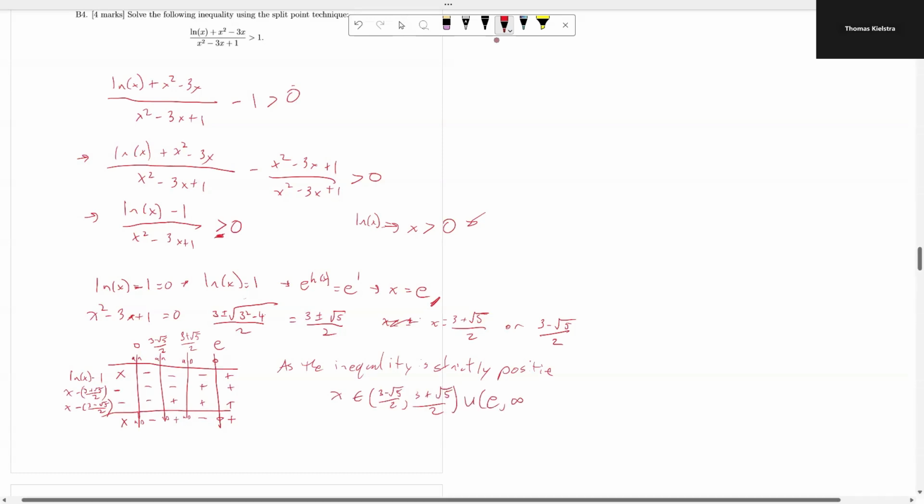e to infinity. Now, like I was saying before, this question doesn't have the nicest numbers, but the process is the exact same. We use the split point technique. Factoring is hard. Okay, use the quadratic formula. The numerator has a root using lns. That's fine. But it's the same process.